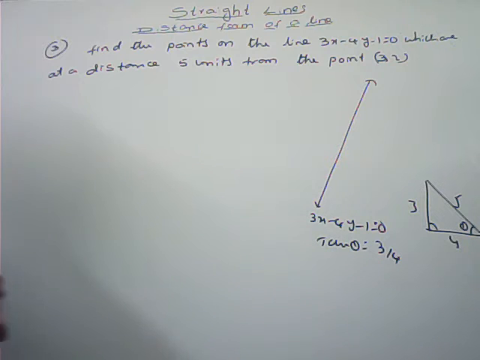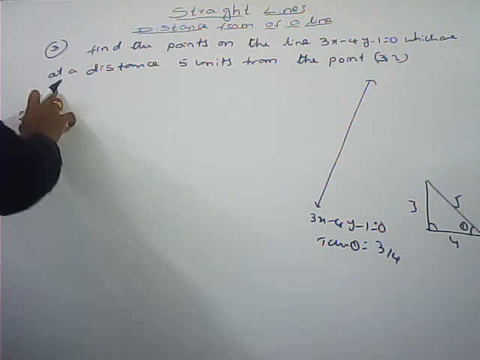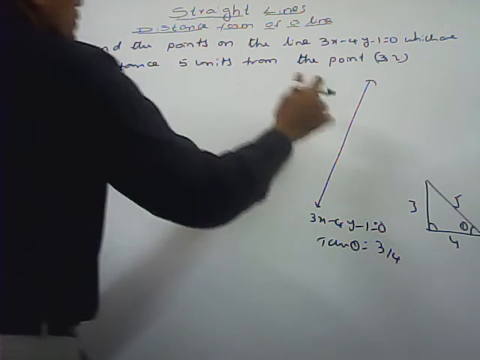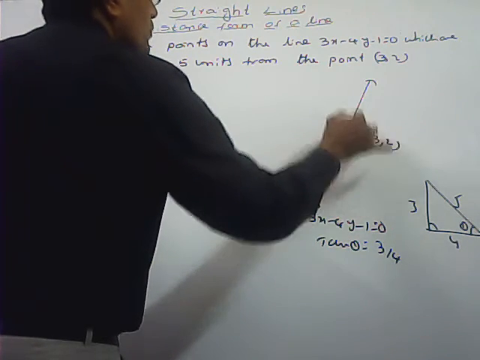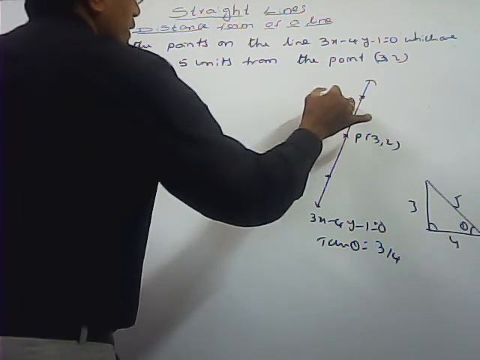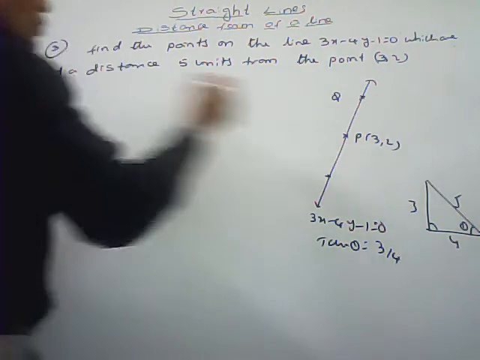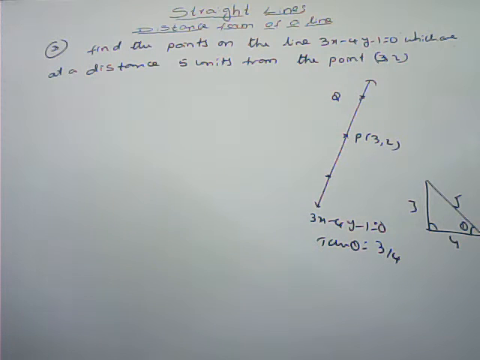Here we want to find the points which are at a distance of 5 units from the point. This one I am taking as P(3, 2). Here 2 points are there at a distance of 5 units, one forward and one backward. So here we can use plus or minus only.